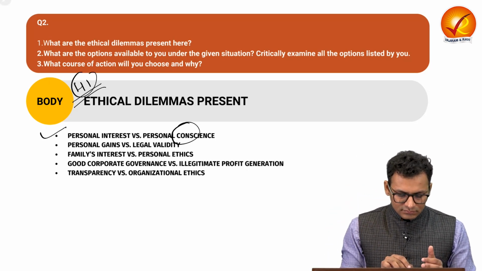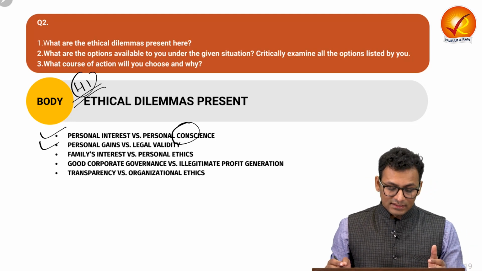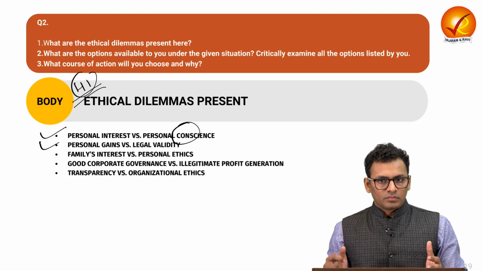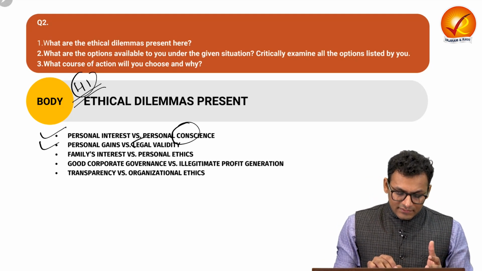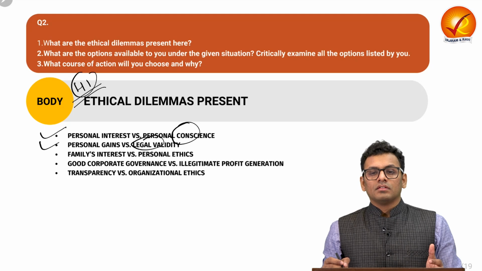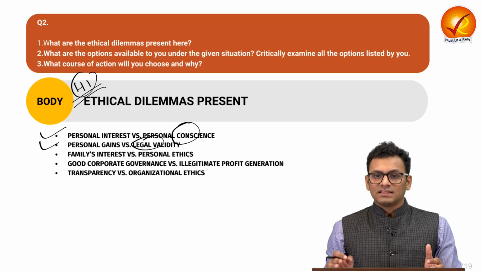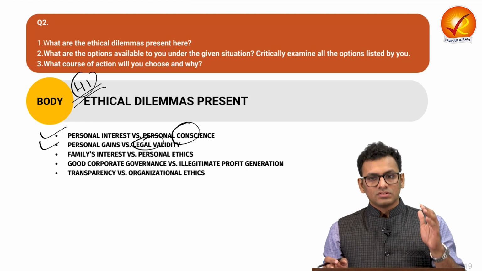Next is personal gains versus legal validity. Again, personal gains as in passing on the information will translate into profits. Next, we have seen how it is illegal to operate with respect to insider trading, and that can have a negative impact for your organization as well, and for you.